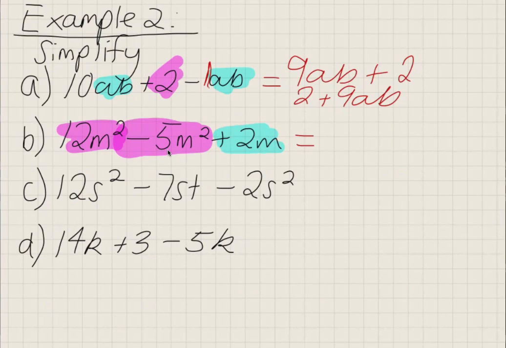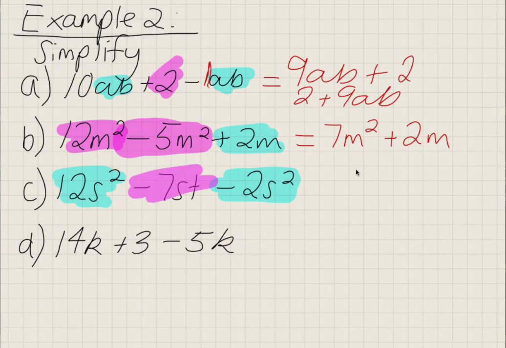12m squared minus 5m squared gives 7m squared plus 2m. And that is our final answer. And note also that is the same as 2m plus 7m squared, means the same thing. In the next one, 12s squared minus 2s squared. Those go together, they are like terms. And then we also have minus 7st.